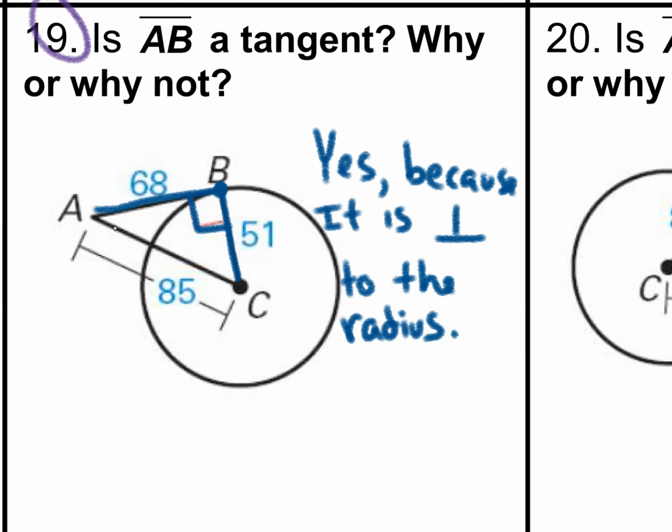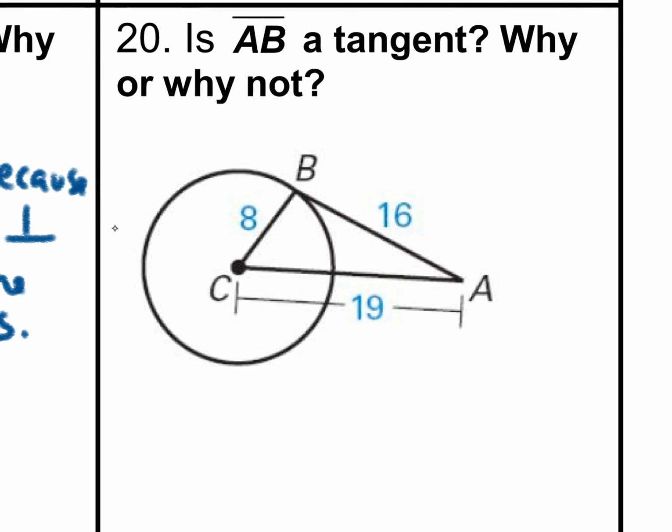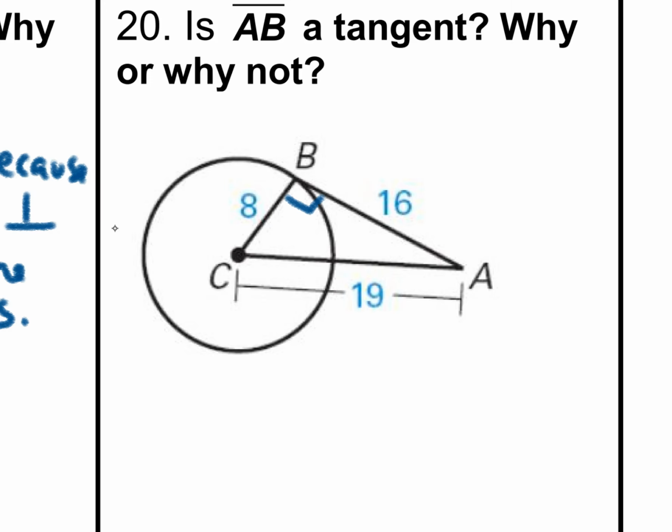Now, just as a second example, I'd like to look over here at problem 20. This one is the same type of question: is AB tangent, why or why not? Well, it doesn't really tell us if it's tangent. It doesn't show this as a 90-degree angle. So what we have to do is check to see if it is 90 degrees. The way we do that is we're going to use the Pythagorean theorem. If the Pythagorean theorem works, that means that ABC, this triangle here, is a right triangle, and therefore that must be a right angle. So let's check it out.